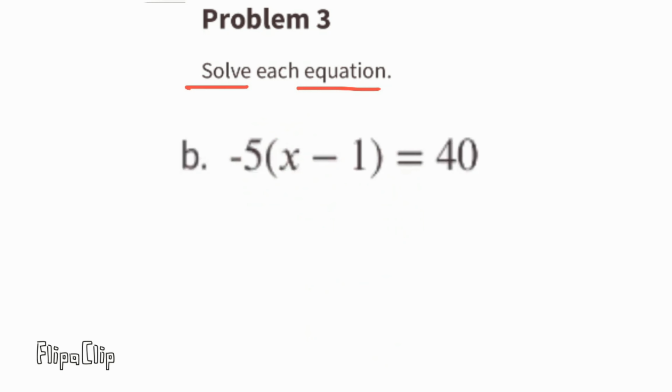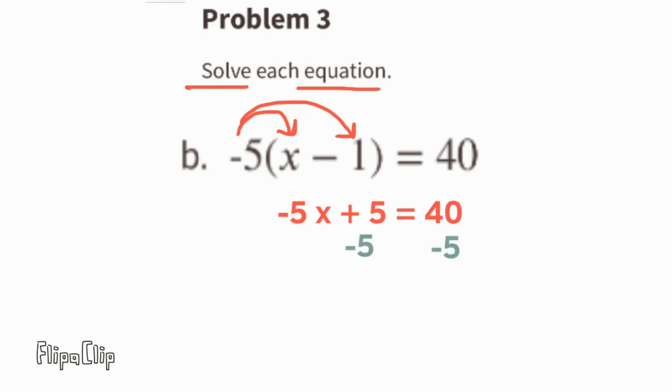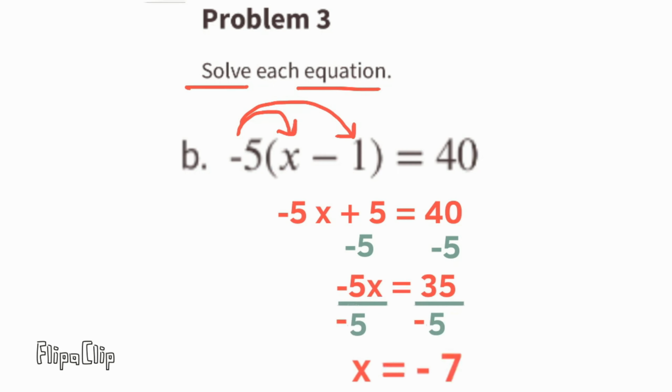B. Negative 5 times x minus 1 equals 40. Negative 5 times x, that's negative 5x. Negative 5 times negative 1, that's a positive 5. Negative 5x plus 5 equals 40. Subtract 5 from both sides and divide both sides by negative 5. X equals negative 7.